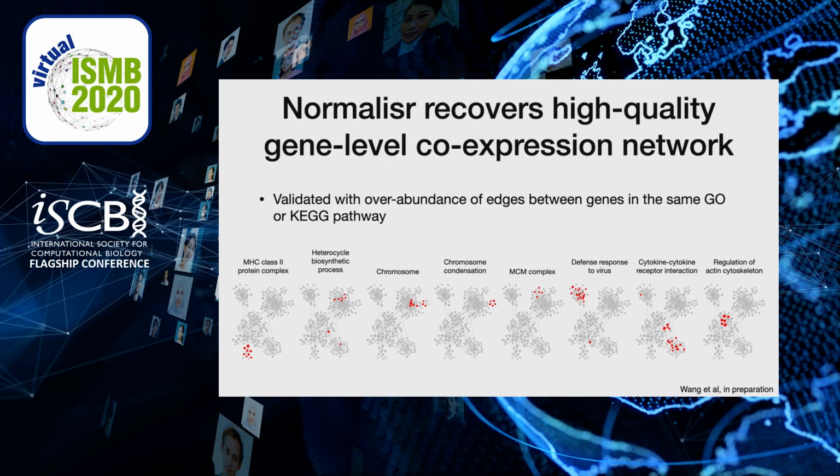We also did a more systematic evaluation of the co-expression network by looking at the overabundance of edges between genes in the same GO or KEGG pathway. We found multiple significant overabundances encompassing cell-type specific and more generic pathways, indicating the co-expression patterns are really reflecting genuine biology.